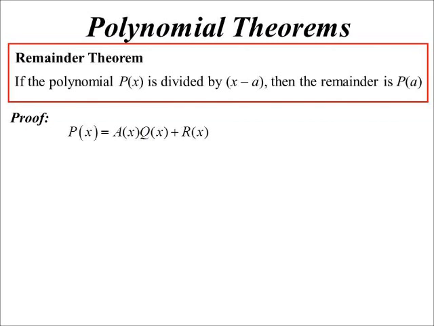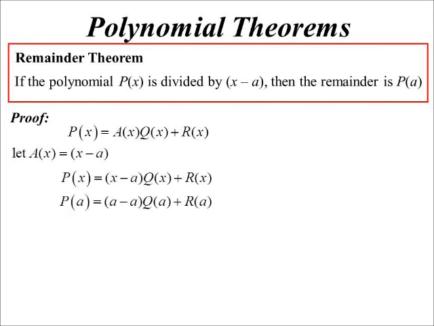So the proof of that: we know that polynomial x can be written as divisor times quotient plus the remainder. Now, let's say the divisor is x minus a. So just substitute in. Polynomial a will become (a minus a), which of course is 0, plus remainder a. However, what we know is that the degree of the remainder is going to be less than the degree of the divisor. Now, the degree of the divisor is 1.